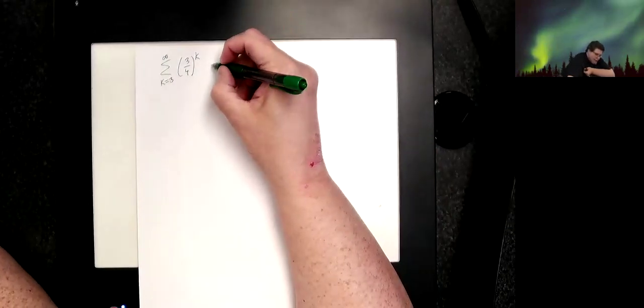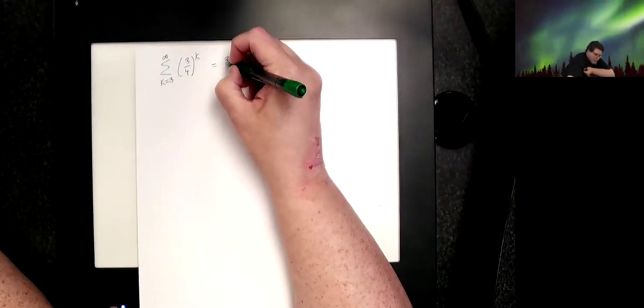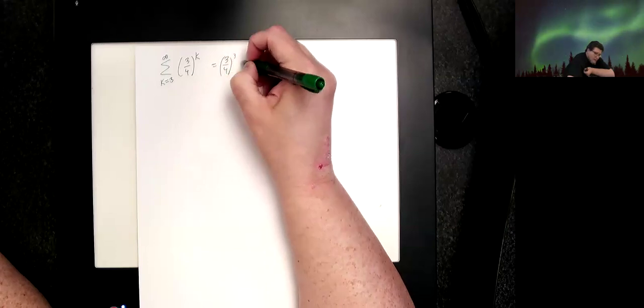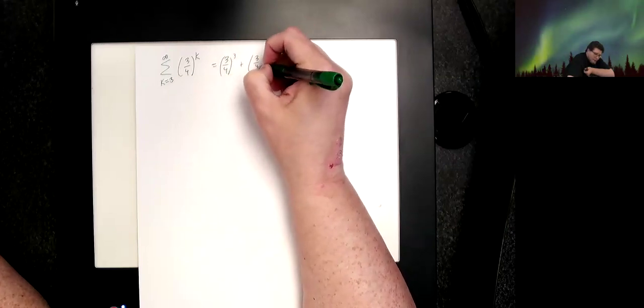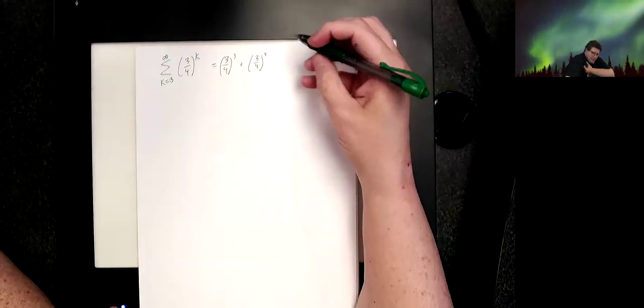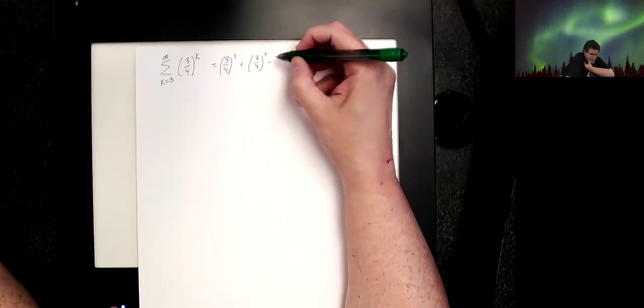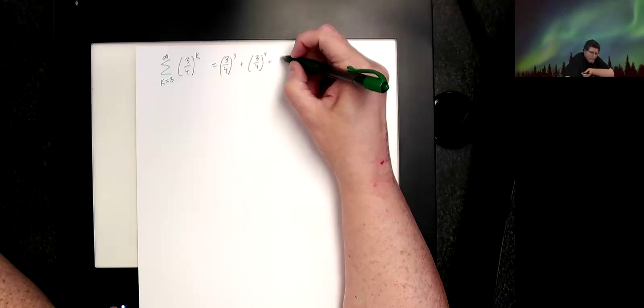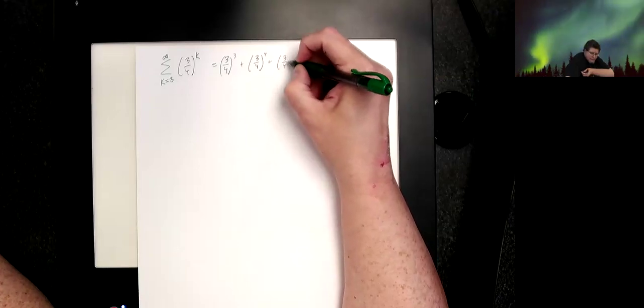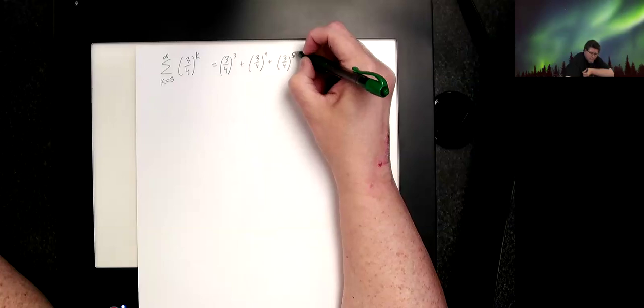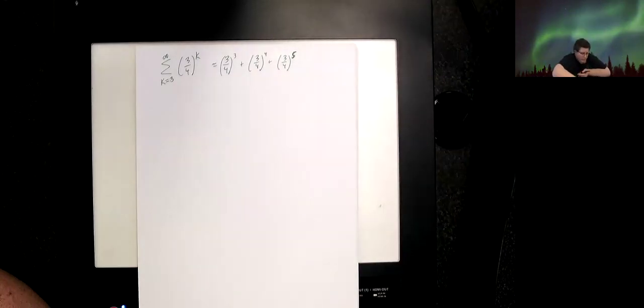So the first term is going to be (3/4) cubed, plus then we'll have (3/4) to the 4th, plus (3/4) to the 5th, and so on.